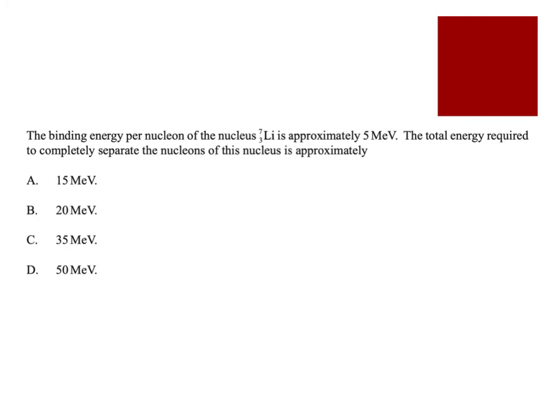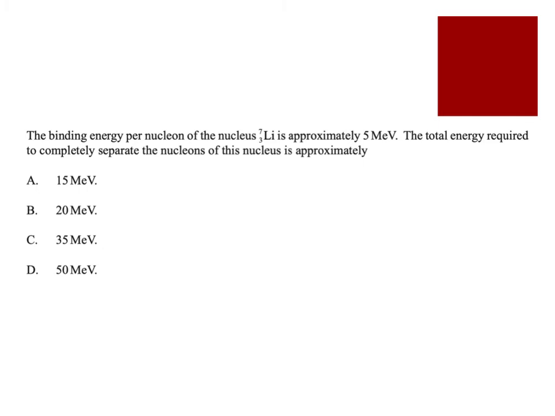What about this one? The binding energy per nucleon of the nucleus lithium-7 (7,3 Li) is approximately 5 mega electron volts. What is going to be the total energy required to separate the nucleus? Now, if you remember, the definition of binding energy was either the energy released when we have the constituents of the nucleus put together, or the amount of energy needed to separate the nucleus into its individual pieces. So in this case, we're going to use the second definition.